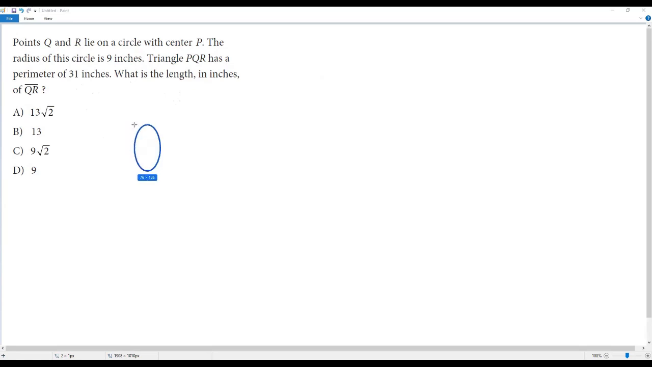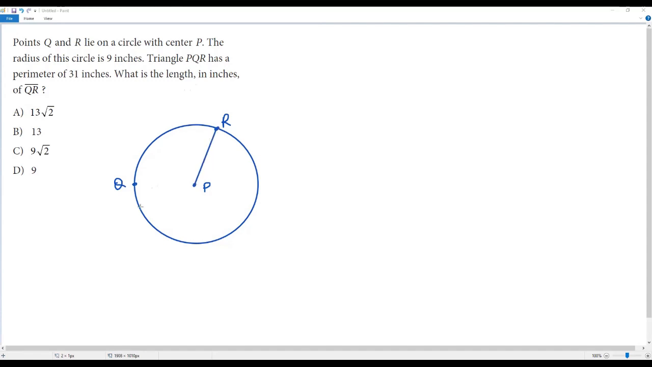First, let me draw a circle over here and mark the points Q and R on the circle. Let me take the point Q over here and R over here. The question says the center of the circle is P, so let me mark the center of the circle P over here. Now to get the triangle PQR, we have to connect the 3 points P, Q and R. Let me connect them, so here and here and here.